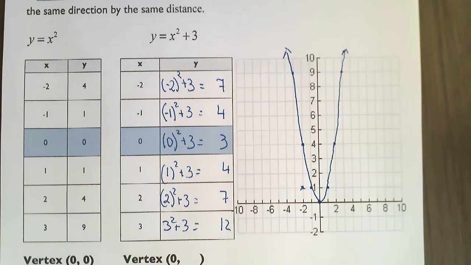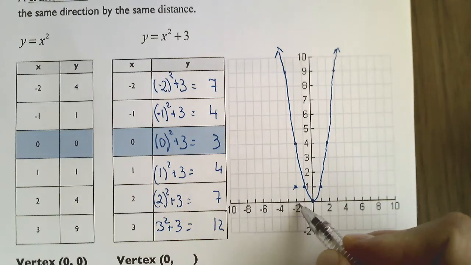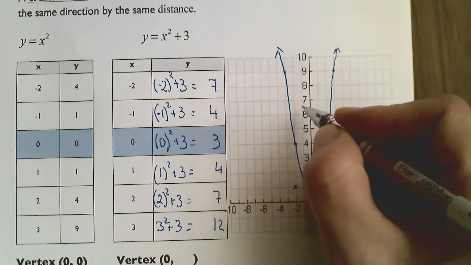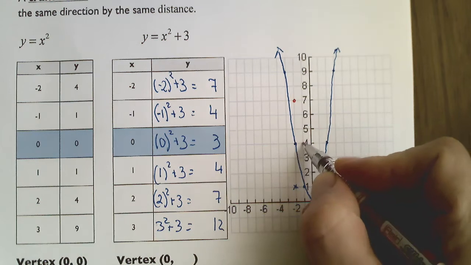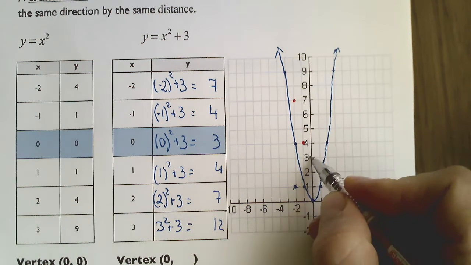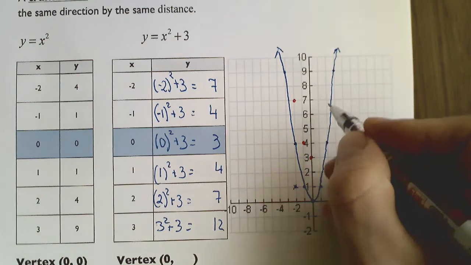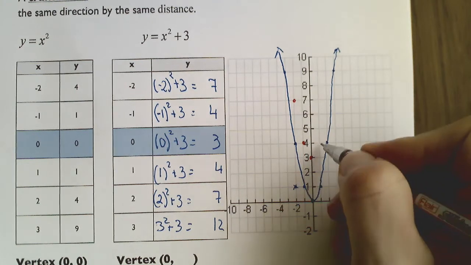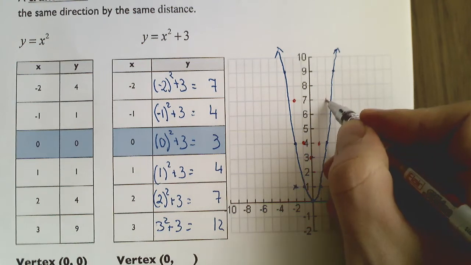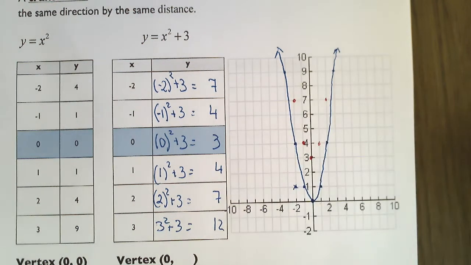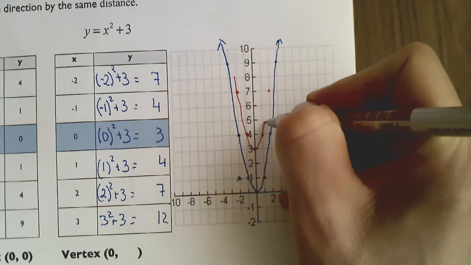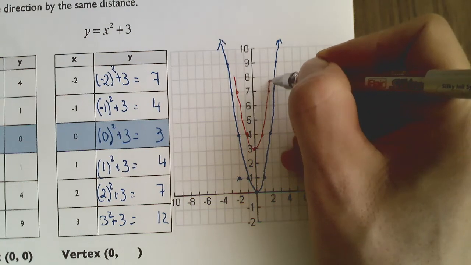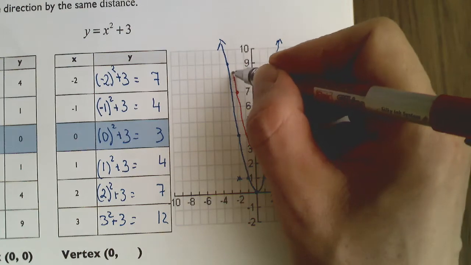So we'll use the table of values. And it was -2 and 7. So it's here. Then there's -1 and 4, which is here. 0 and 3. 1 and 4. 2 and 7. And 3 and 12, we ran out of room. So now I'm going to connect these points. And this is my new parabola that, of course, I can extend, and it will go up there.